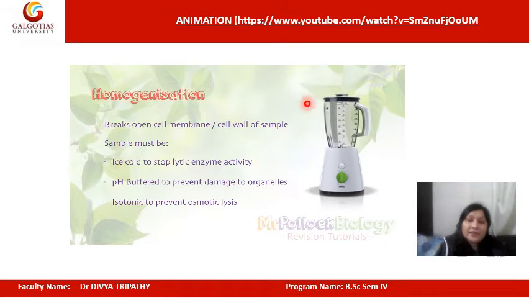See, in homogenization, different methods can be used. That may be mechanical, as you see the blender. The chemical methods involve the use of surfactants, right? And physical methods involve osmotic or sonic lysis. You can see this blender is running to homogenize the mixture.